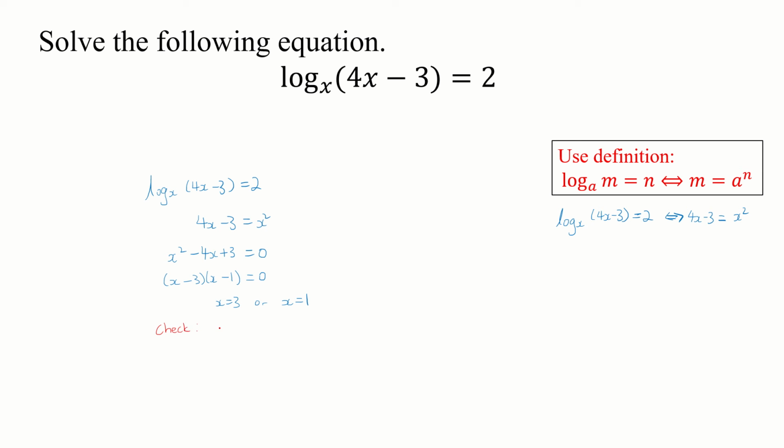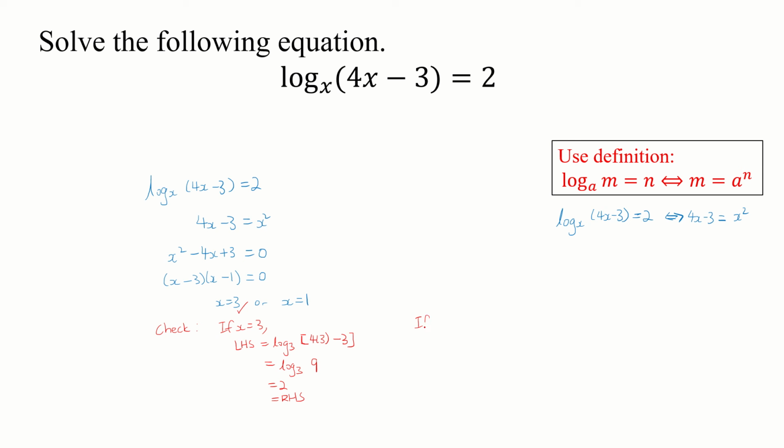If our x equals 3, our left hand side of the equation would be log base 3 of 4 times 3 minus 3. So this will then give log base 3 of, 4 times 3 is 12, 12 minus 3 is 9. And again, this will give us 2, which equals the right hand side. So this is okay. So x equals 3 is okay.